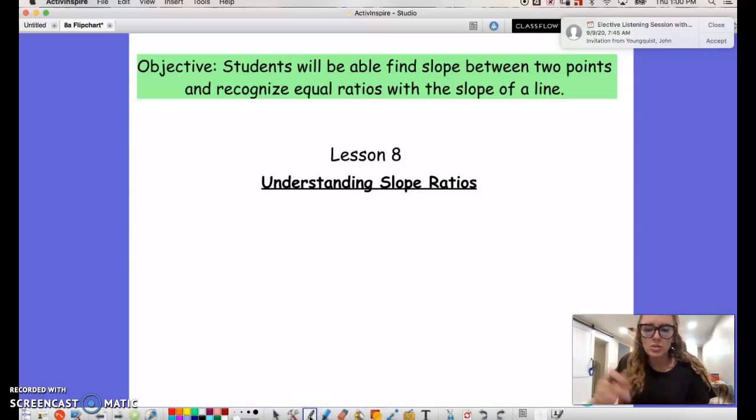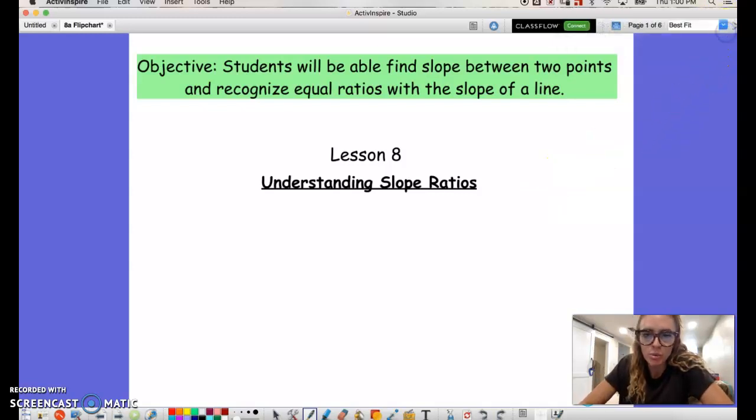So this is what you should be doing in preparation for 8B when you see your teacher on your online meeting. So this is understanding slope ratios, and you should be able to find slope between 2 points and recognize equal ratios with the slope of a line. So this is, again, just a review to talk about slope. We've done slope between 2 points. We're just tying in all of our slope to triangles. So that's where I want you to be thinking.